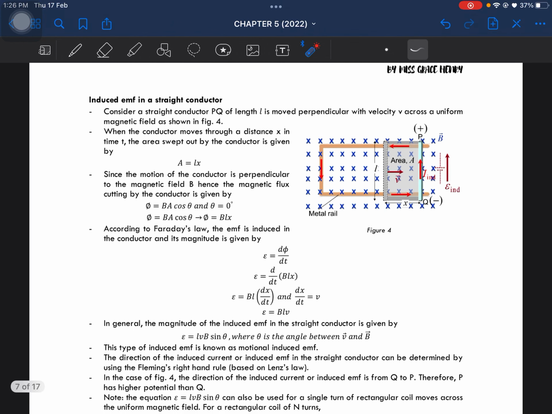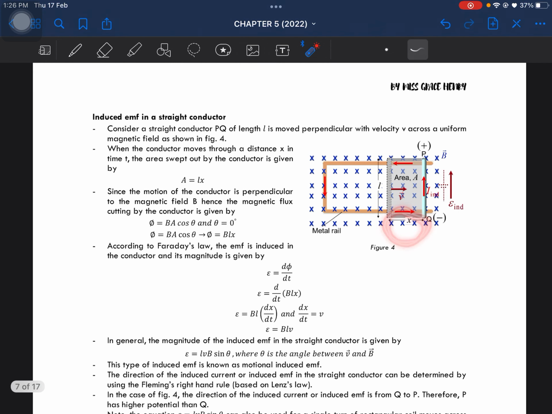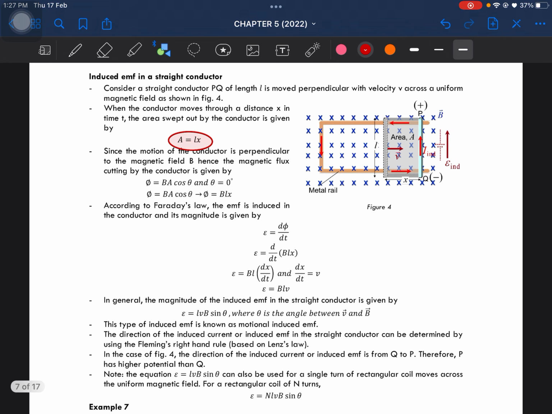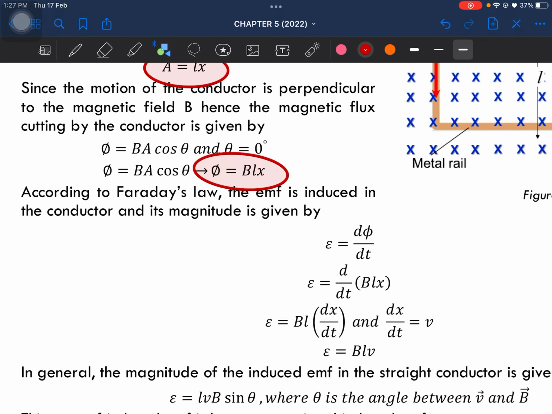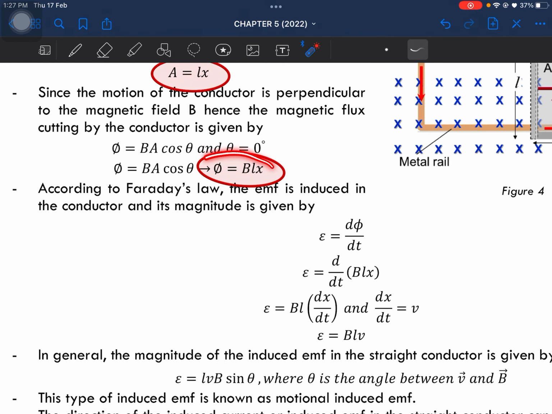So when the conductor moves through a distance of x, which is this one, the area swept out by the conductor is given by Lx. Okay, so since the motion of the conductor is perpendicular to the magnetic field, hence the magnetic flux cutting by the conductor is given by this one here. Okay, how do we obtain that? Theta is equal to 0, so that gives us 1, and we know that the area is L times x, so we have obtained magnetic flux equal to BLx.